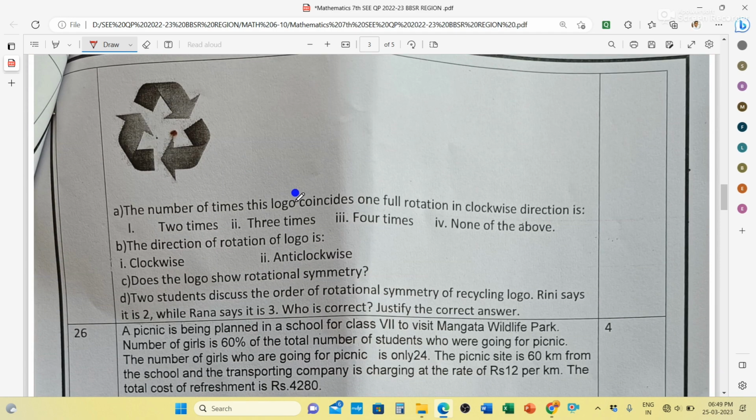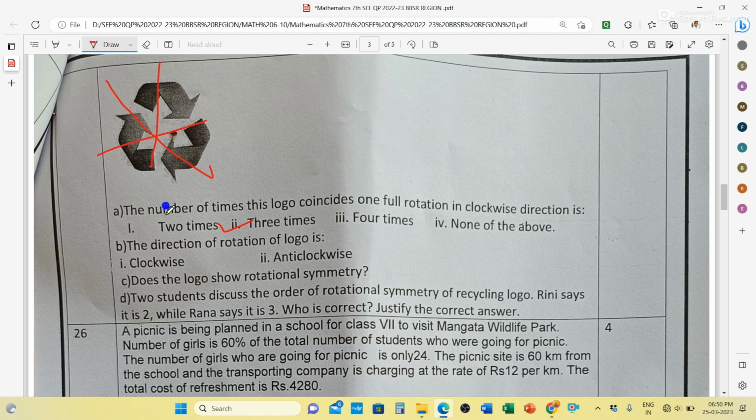The number of times this logo coincides in one full rotation in clockwise direction is here. If you rotate the logo in the clockwise direction, then in one full rotation, what will be the number of times the logo coincides, meaning looks the same? Okay, so here there are three arrow marks. So your answer will be three times it will look the same. Because here the lines of symmetry will be three.